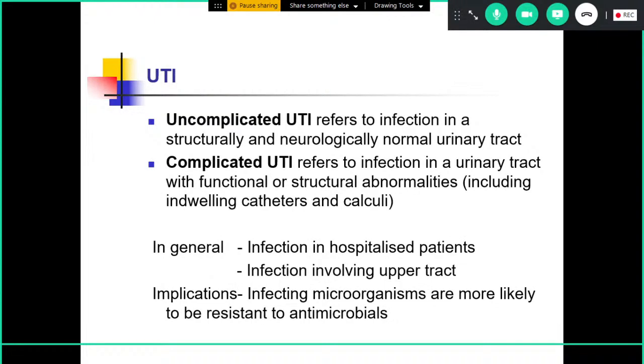Now, UTI can either be uncomplicated or complicated UTI. Uncomplicated UTI refers to infection in a structurally and neurologically normal urinary tract, while complicated UTI refers to infection in a urinary tract with functional or structural abnormalities, including those with catheters and calculi. Remember that in general, infection in hospitalized patients and infection involving upper tract is considered as complicated. And the implications are that in these cases, the infecting organisms are more likely to be resistant to antimicrobials.